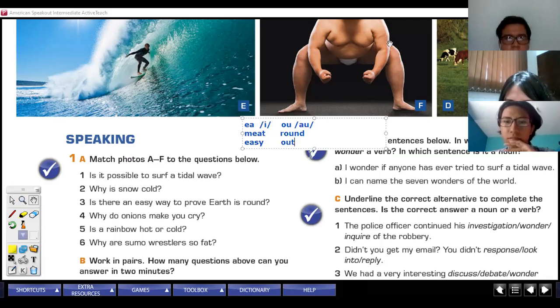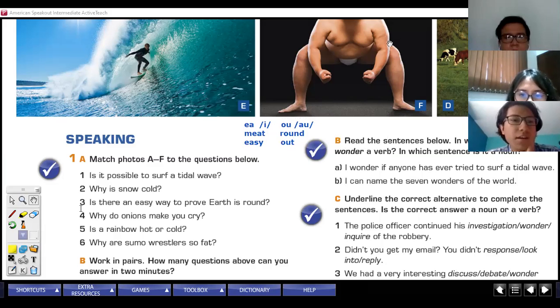That is out, round. Can you repeat number 3, Ángel? Number 3. Is there an easy way to prove the Earth is round? Is the question clear? Do you understand the question? Yes? Okay.